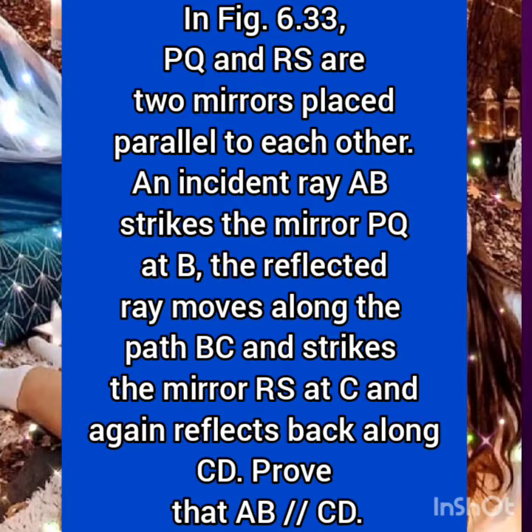So my dear student, question number 6. In the figure, PQ and RS are two plane mirrors placed parallel to each other. An incident ray AB strikes the mirror PQ at B. The reflected ray moves along the path BC and strikes the mirror RS at C and again reflects back along CD. Prove that AB is parallel to CD. This we have to prove.